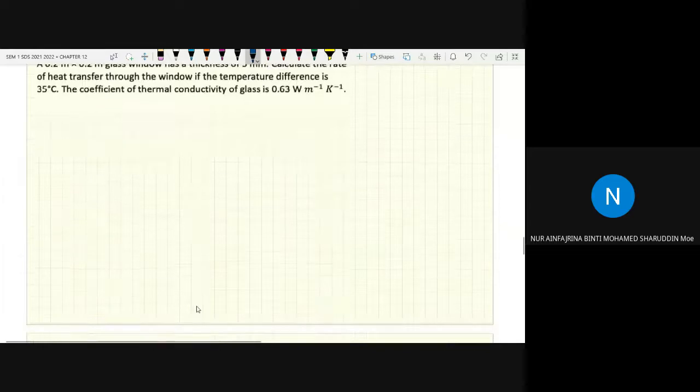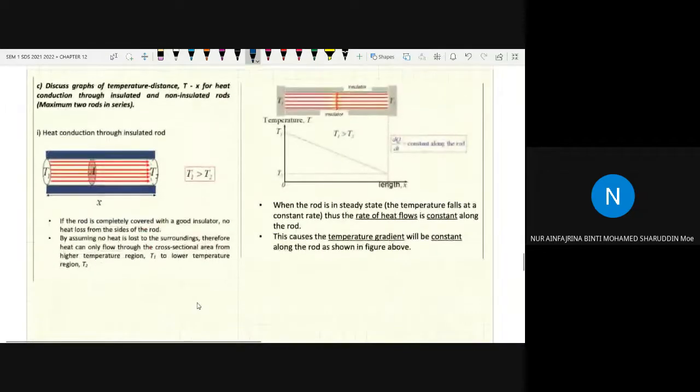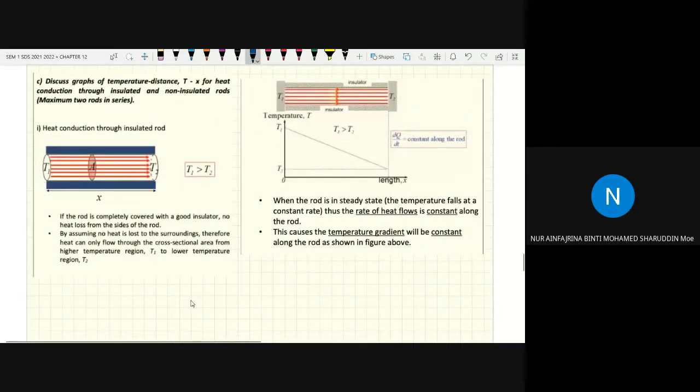Okay, so now is the second part. Miss akan nak ajar adalah discuss graph of temperature distance. So now we are going to discuss graph. Graph apa? Graph temperature against distance graph. Nampak tak graph ni? Temperature against length, length ataupun distance. Graph for heat conduction. Untuk heat conduction, ada dua benda. Satu insulated dan another one is non-insulated rods. So kita akan belajar untuk dua graph.